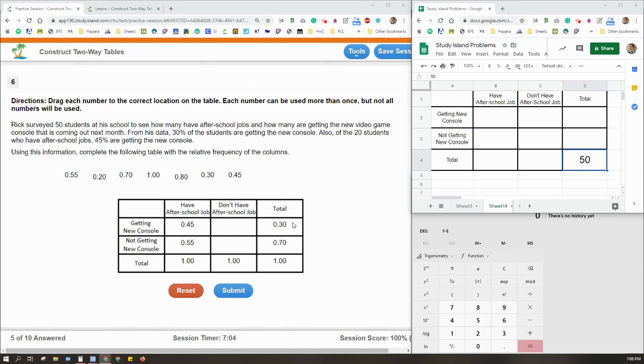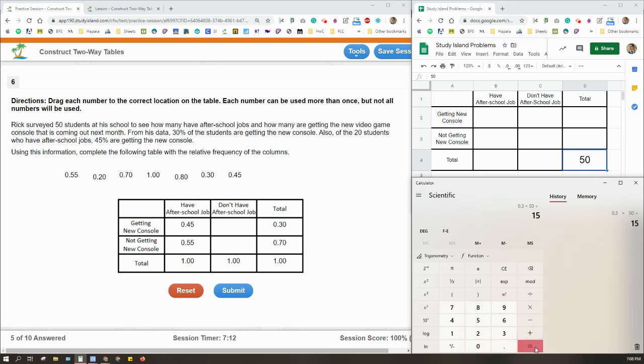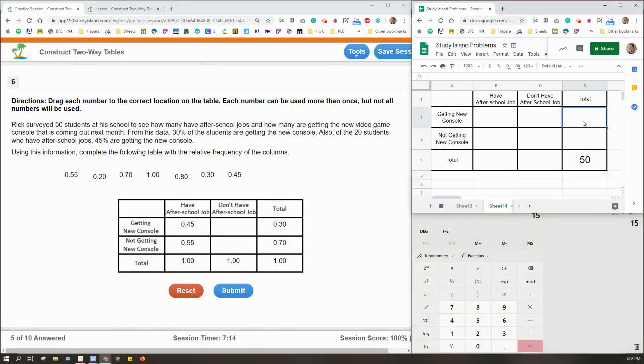Now, again, 30% of the students, according to the problem, are getting the new console. And when we did 30%, 0.3 times 50, we got 15 kids. So we know that this spot right here is 15. Well, if that's 15 and the total is 50 kids, then this has to be 35, because 50 minus the 15 means that there's 35 remaining.